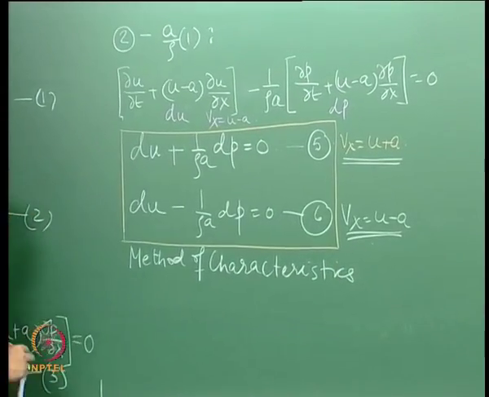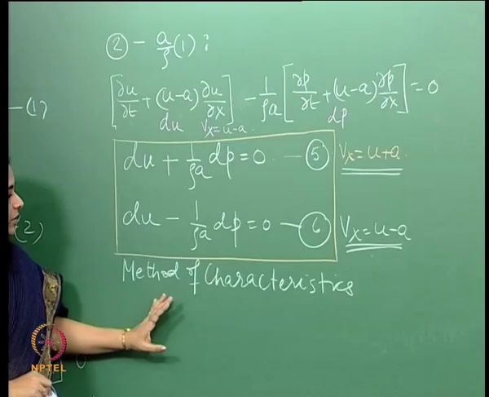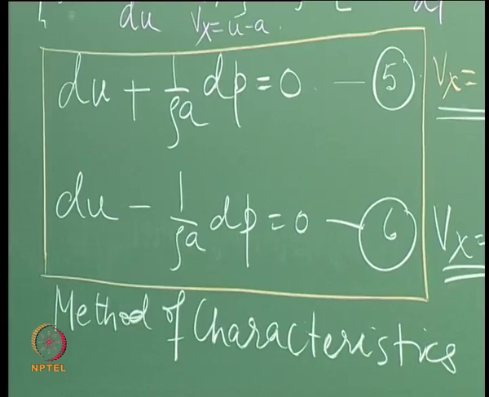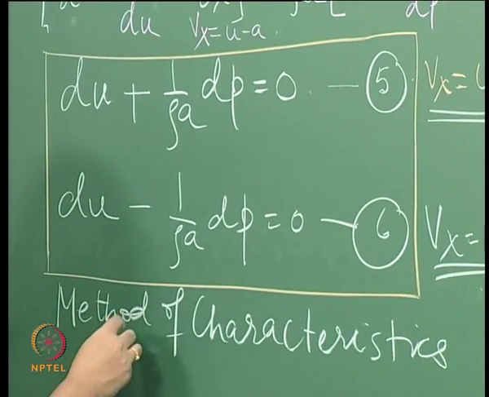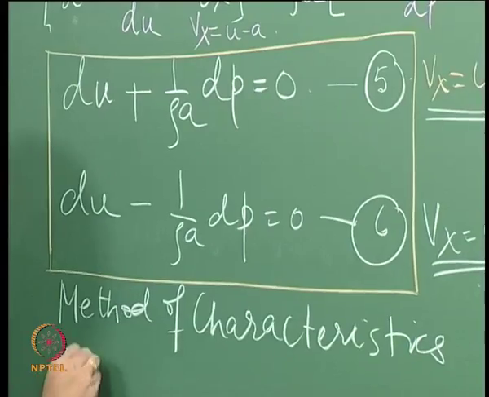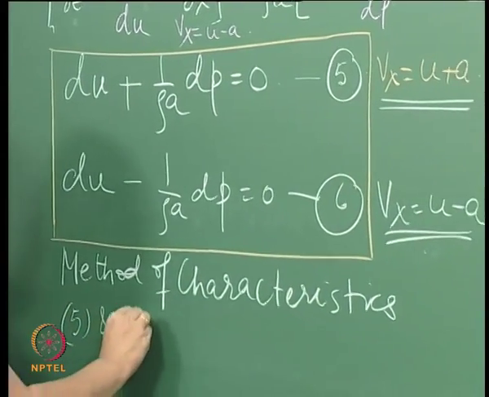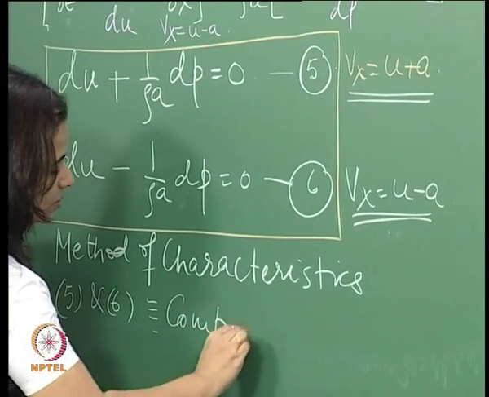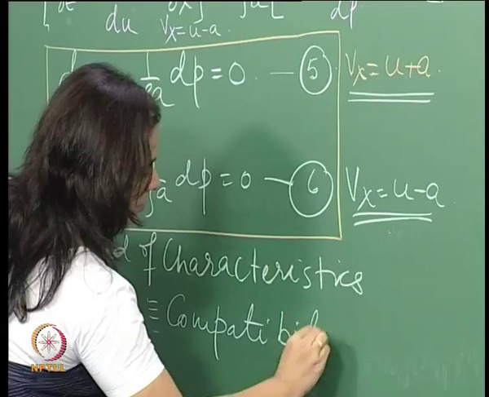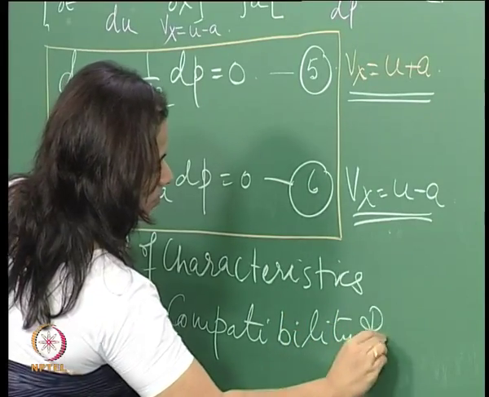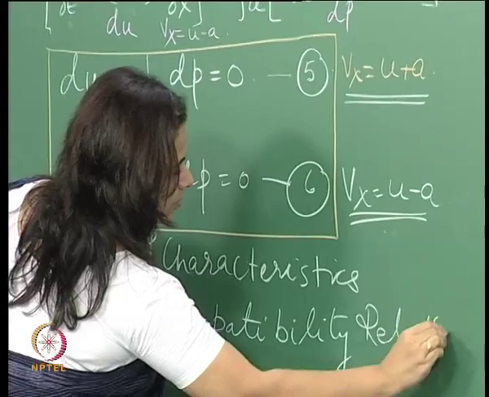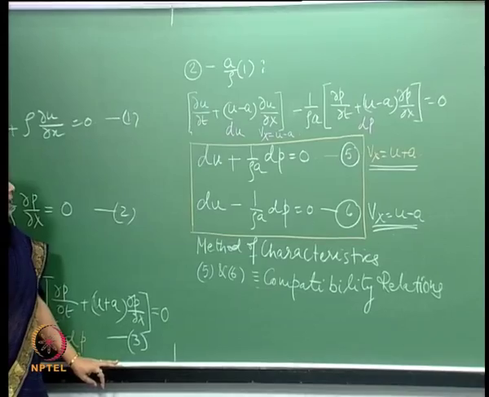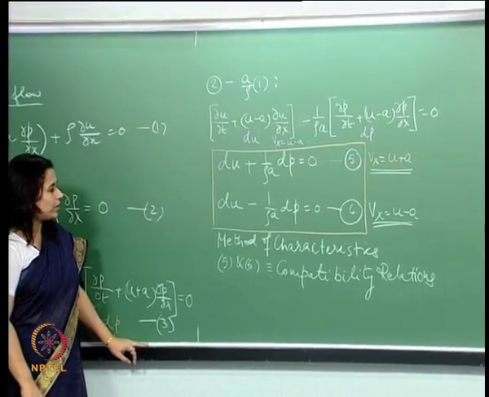So these two equations are the basis of the method of characteristics, and these two relations, 5 and 6, are called the compatibility relations.